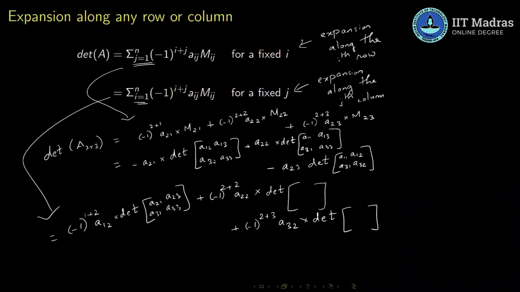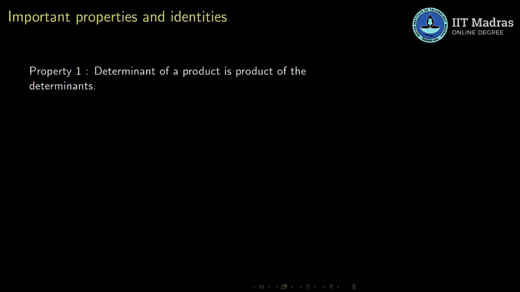Okay. So the first property that we want to look at is the product. The same thing that we saw earlier still holds, namely that the determinant of a product is the product of determinants. So what we mean by that is the determinant of AB is the determinant of A times the determinant of B.